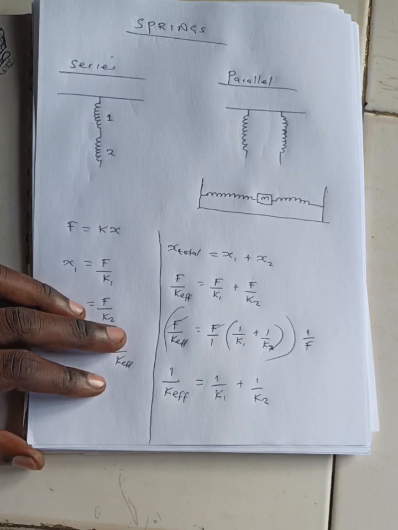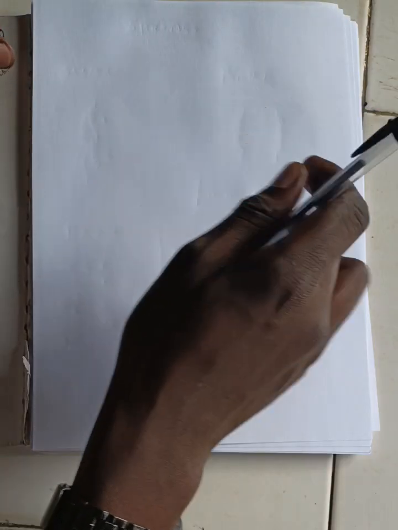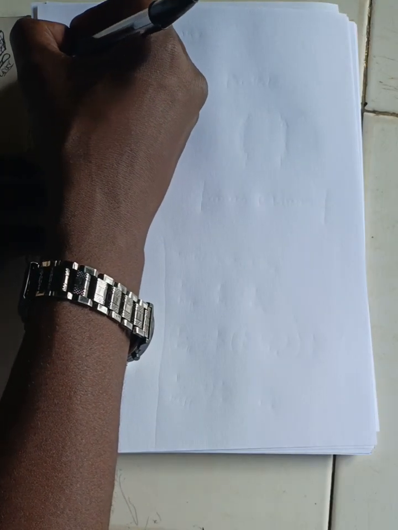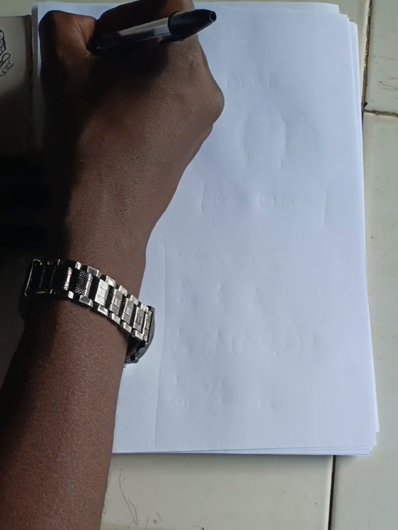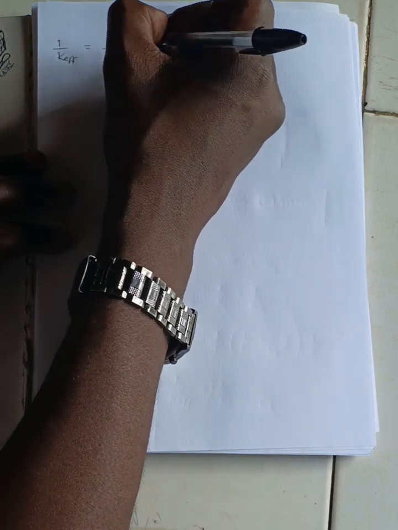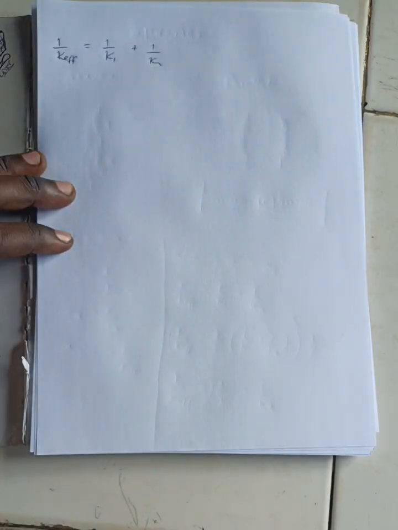When we reach this stage, we'll continue. We'll say, on the other page, we found that 1 over K effective is equal to 1 over K1 added to 1 over K2.